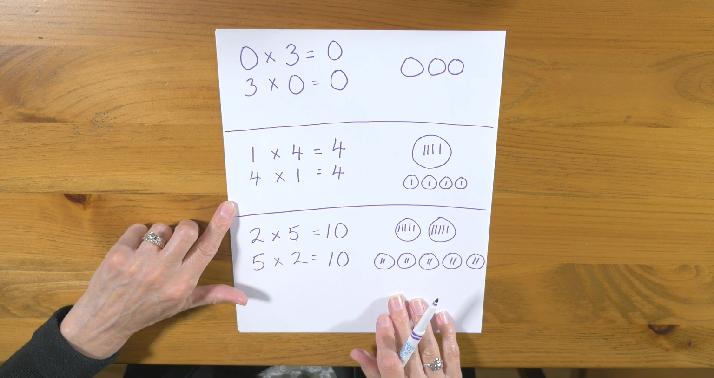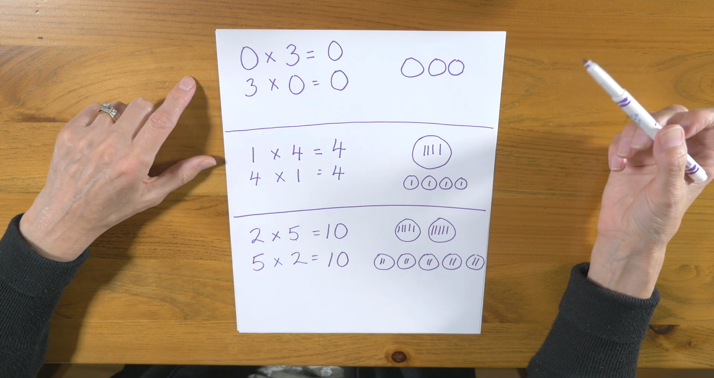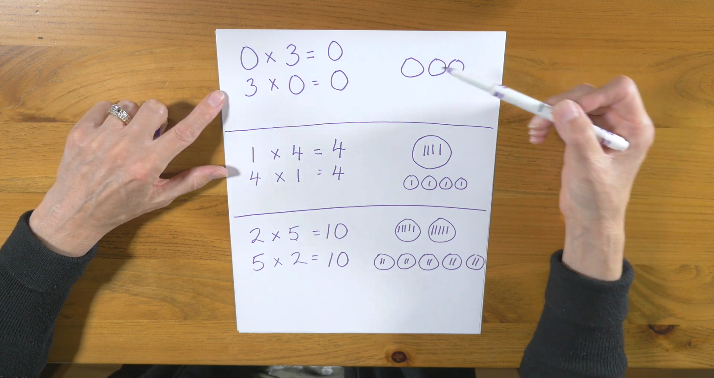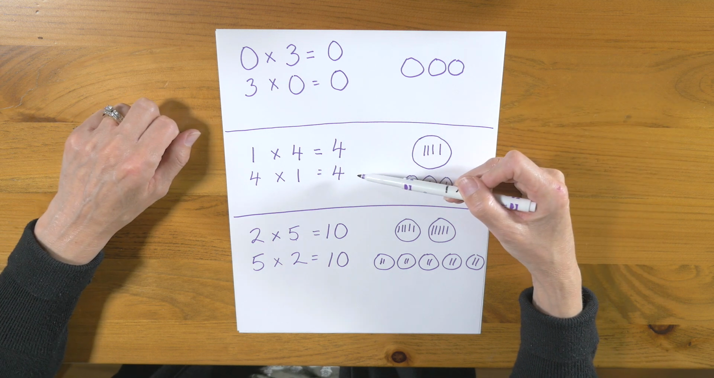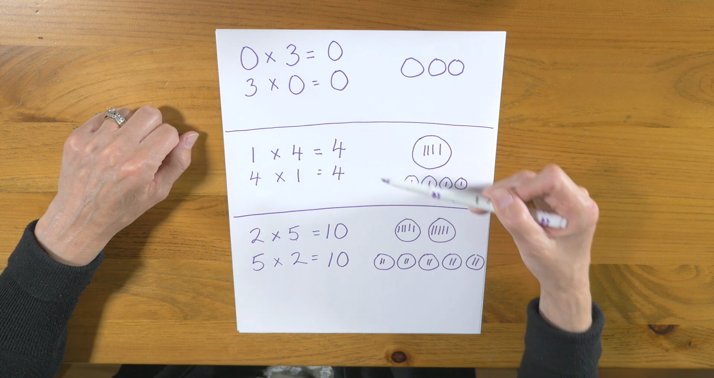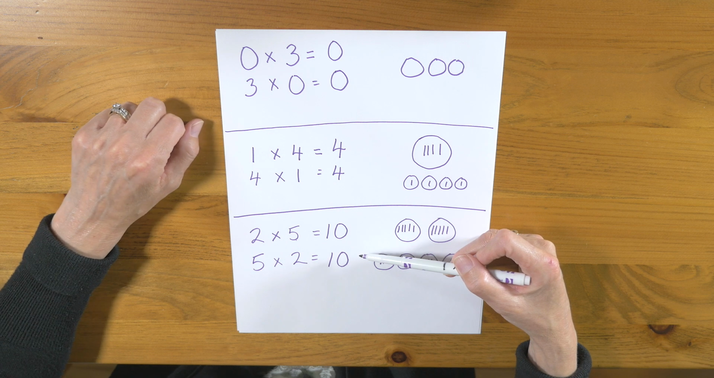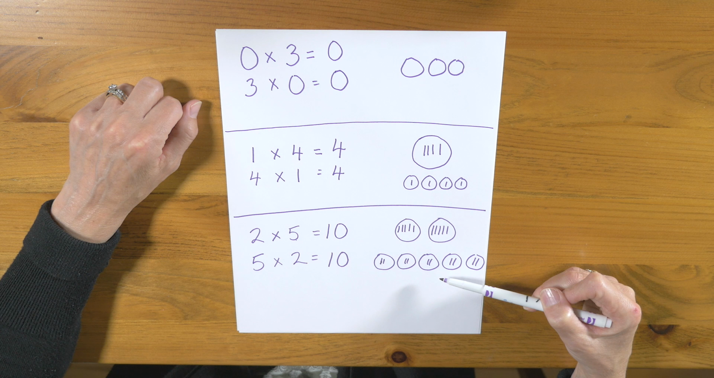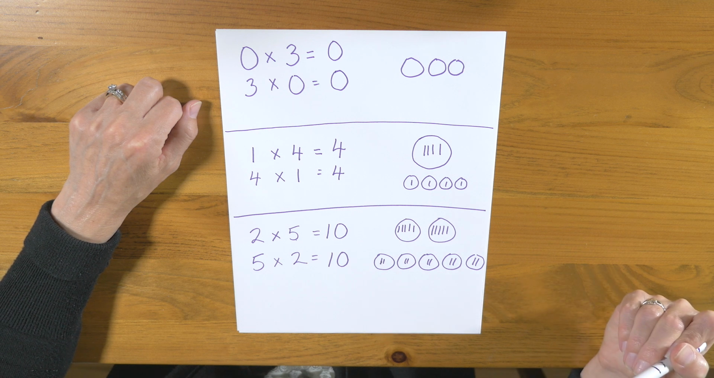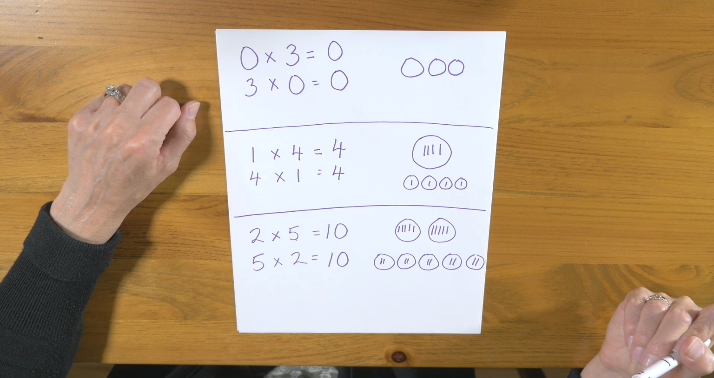So let's just review before we go practice some of this. Anything times 0 is 0. Anything times 1 is the other number. And with the 2 times table, it's like adding doubles or counting by 2s. That's how you can get your answers. Those are 3 easy rules to help you.